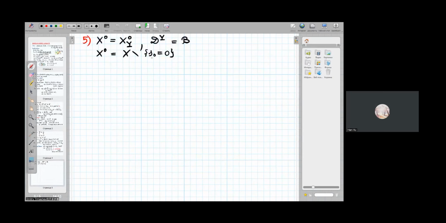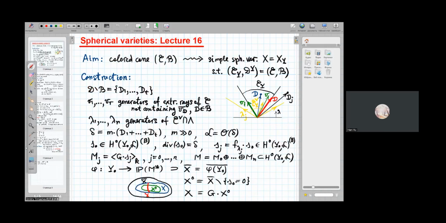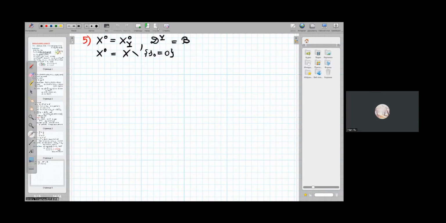And this hyperplane section, let me recall that the divisor of this section is exactly this divisor delta, right? So the support of this divisor is the union of all these Di's. It is exactly the complement of B in D. So in other words, we may write that X naught is X minus the closures of these divisors.